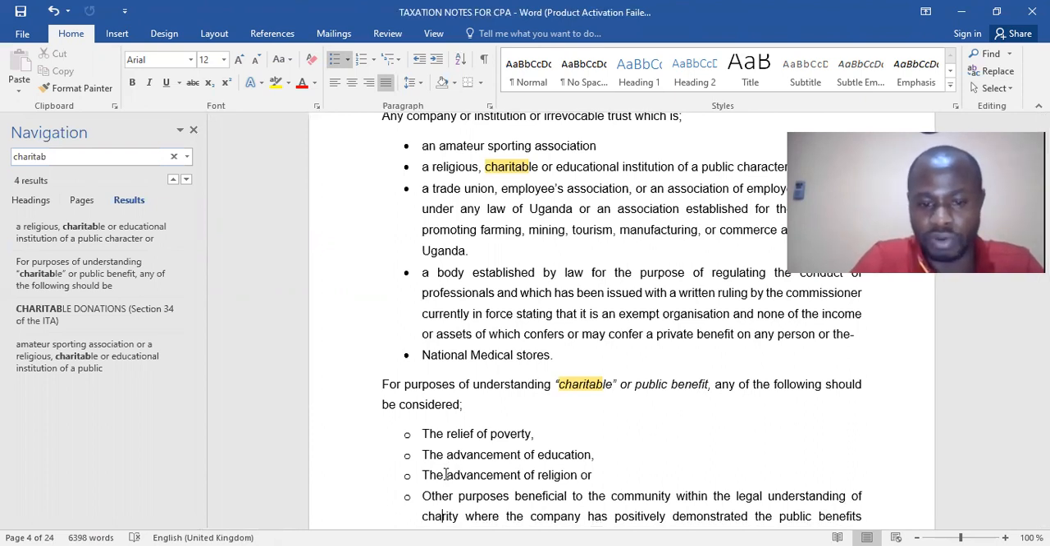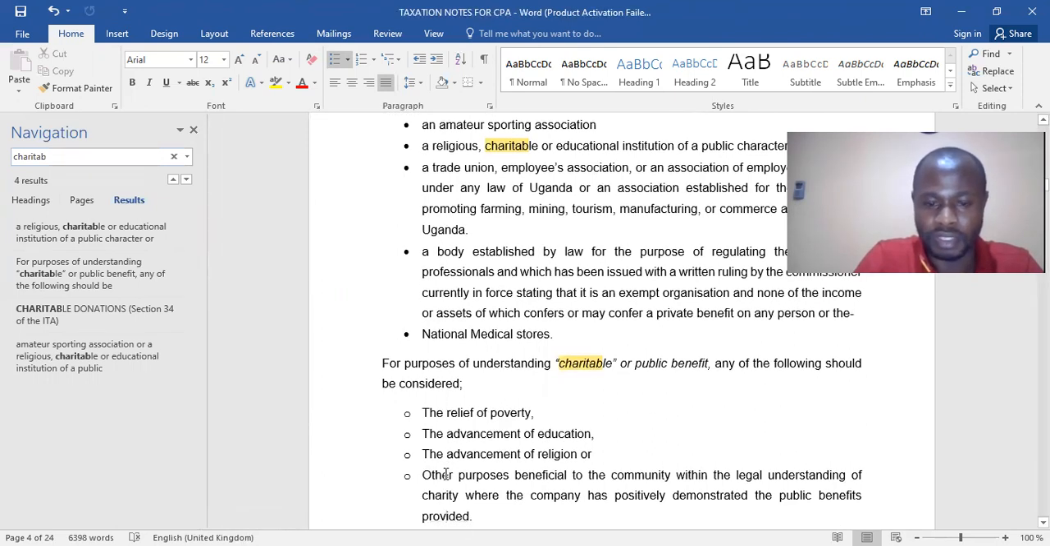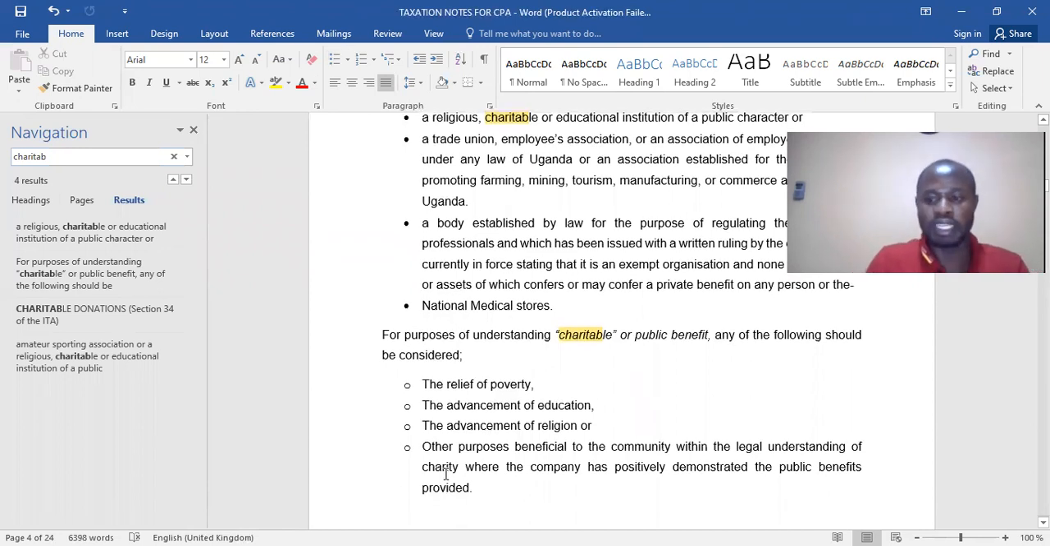So in other words, Sun Baby's Home would qualify under relief of what? Poverty. Are they advancing education? No, I don't think so. They're offering social services because they take care of the poor babies. Can we say they are taking care of impoverished children? Then they are trying to lift them out of poverty. So we can take the first point, relief of poverty.